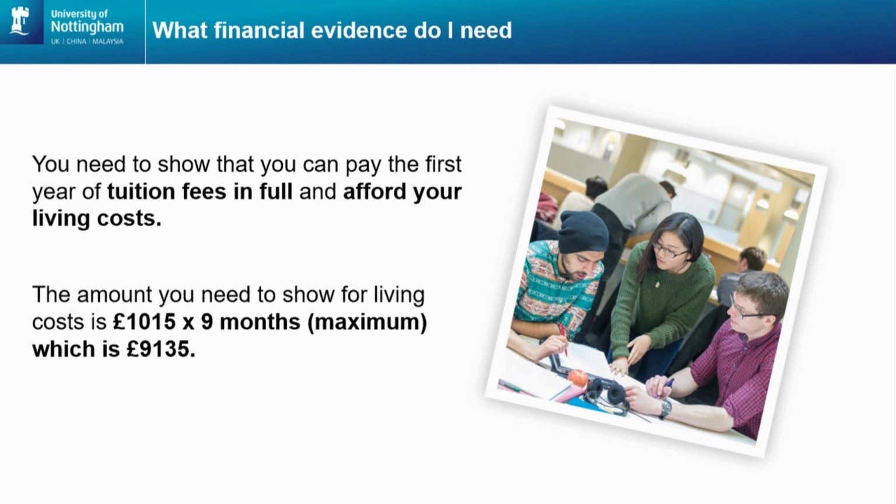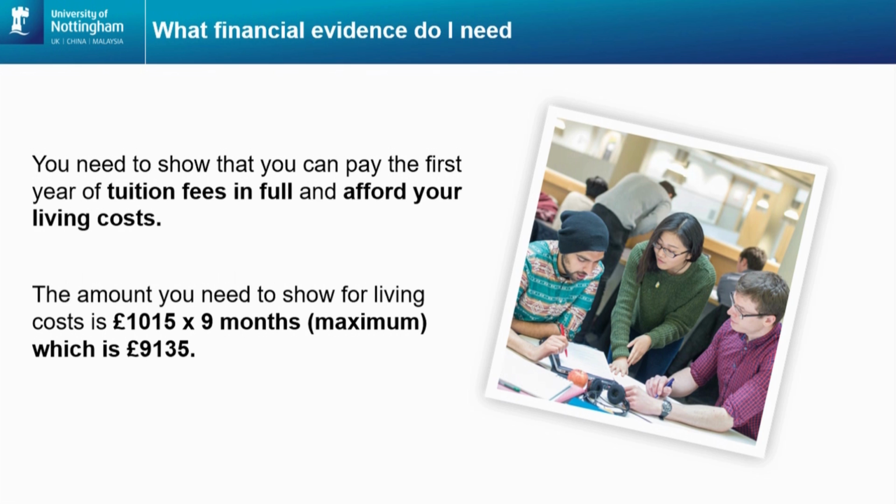If it's a 1-year course, for example a master's course, it's just the full fee that you need to show. And you also need to show money for your living costs while you're in the UK. You might hear that referred to as maintenance funds. The monthly amount that you need is £1,015 per month, up to a maximum of 9 months.